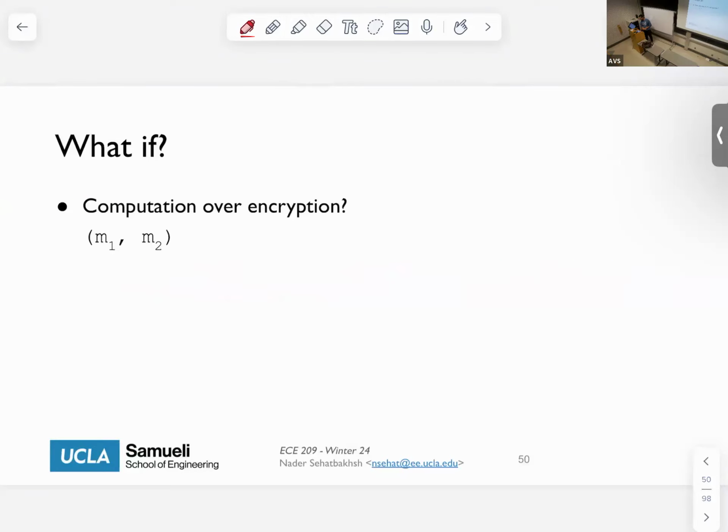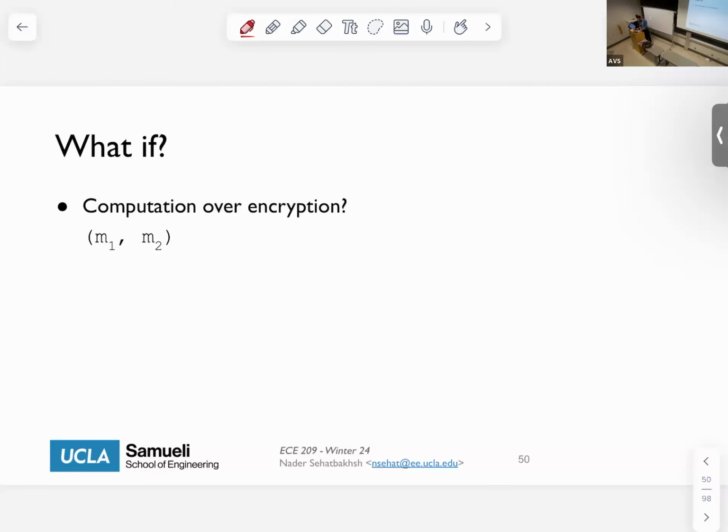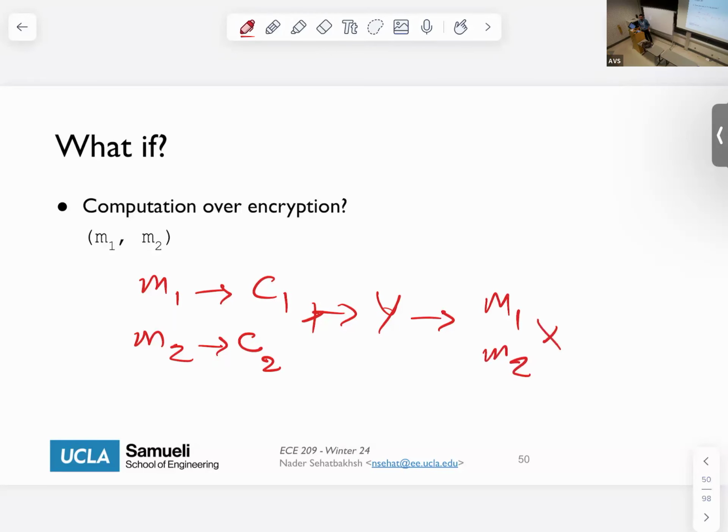In fact, what I want is a capability to do computation over encryption. Let's say I have messages M1 and M2, with encrypted versions C1 and C2. I want a method where I do mathematical operations on C1 and C2 and get a value, let's say Y, and if I decrypt this value, it's as if I did the operations on M1 and M2. The operations we are really interested in are addition and multiplication.